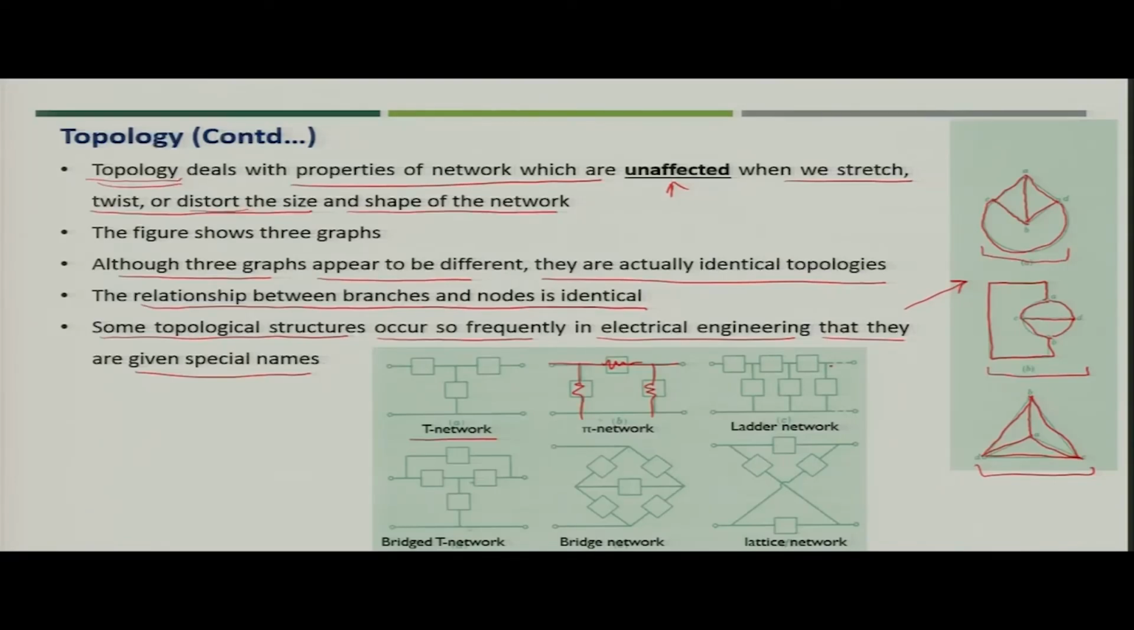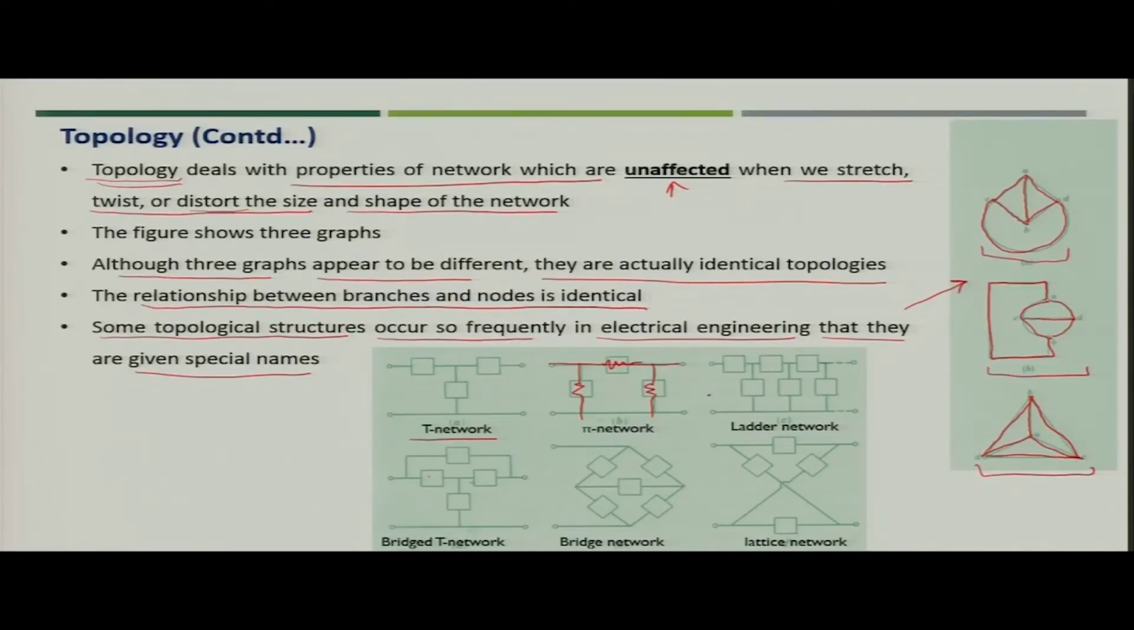If the circuit topology is like this, it is called a ladder network. When the topology is like this, where two resistances are connected in parallel with one resistor, and in between you have another resistor, or maybe you can say all of them are impedances, then it is called a bridge T network. Similarly, if it is connected in bridge fashion like this, it is called a bridge network, and this is called the lattice network. So, these are the most common topologies you will encounter in electrical circuits.